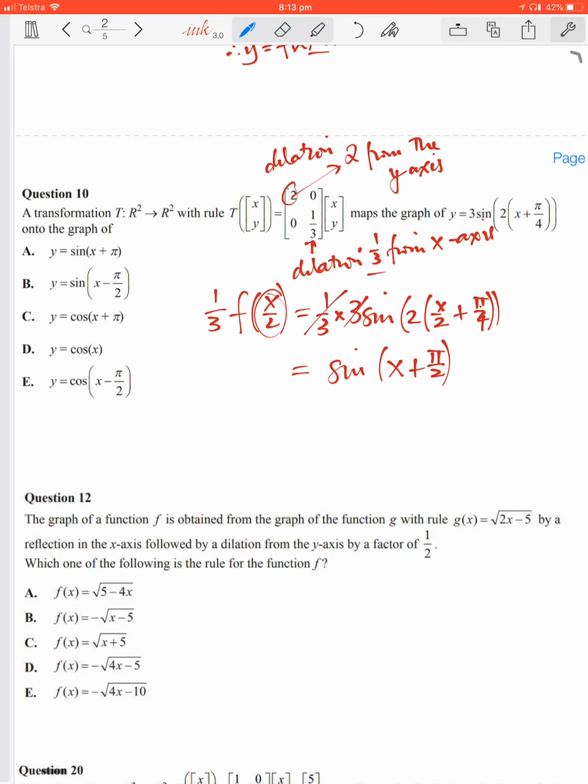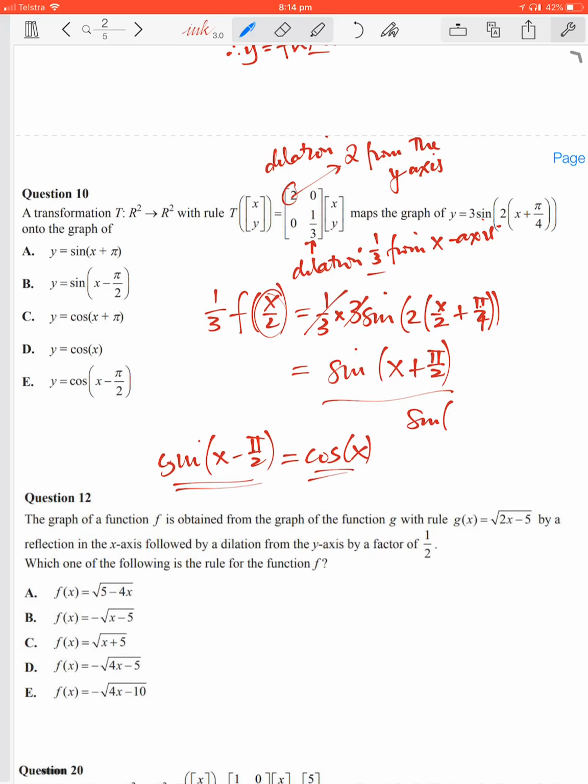Okay, what's sine x plus pi on 2? Is it any of them? Have I stuffed something up? No. So if I dilate it half from the y-axis, okay, so sine x plus pi on 2, that's going to be positive, but it's exactly the same as cos of x, because we know sine of x minus pi on 2 is equal to cos x because it's in the first quadrant.